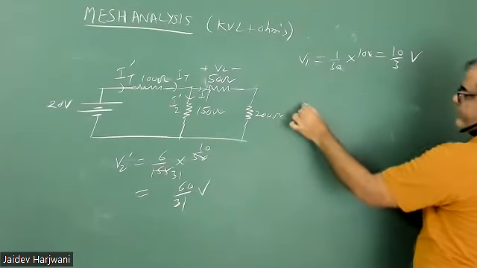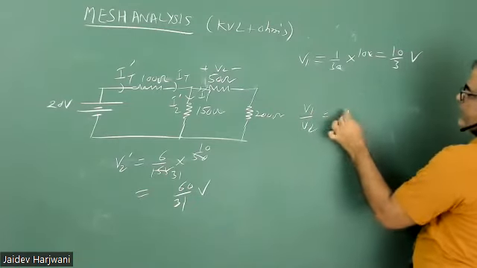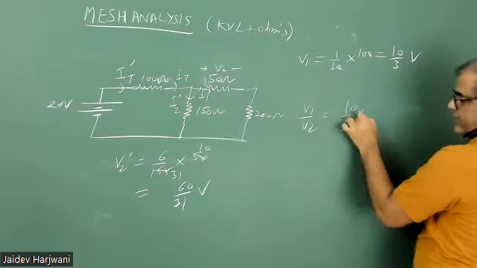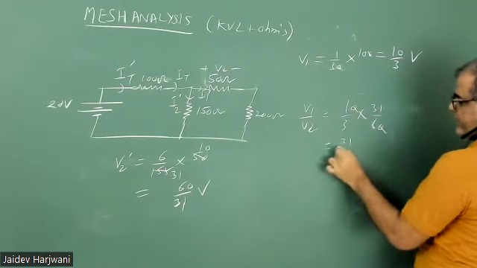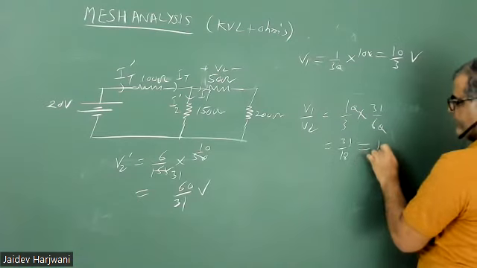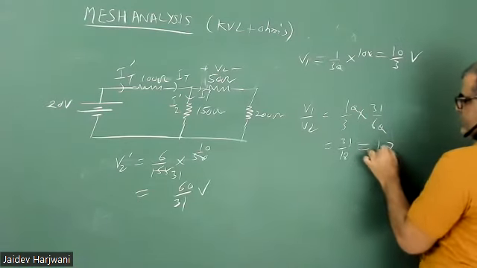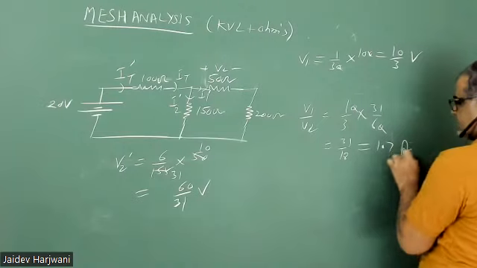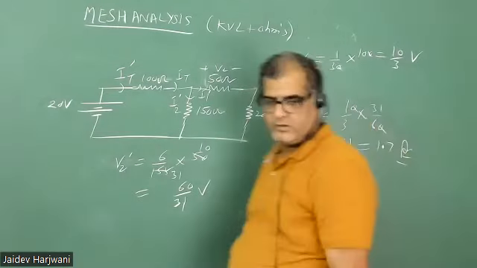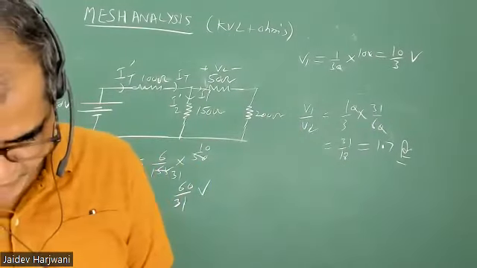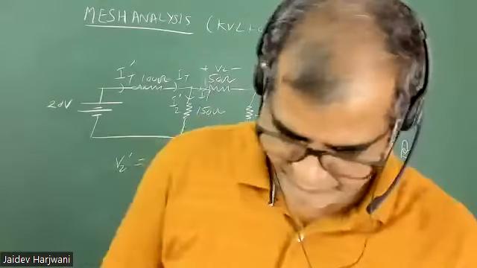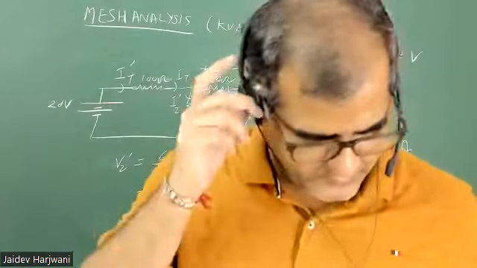So if you find V1 by V2, that is 10 upon 3 and 31 upon 60, 31 by 18. 31 by 18, and that is 1.7 ratio.